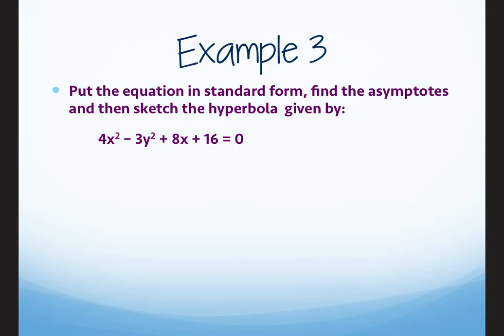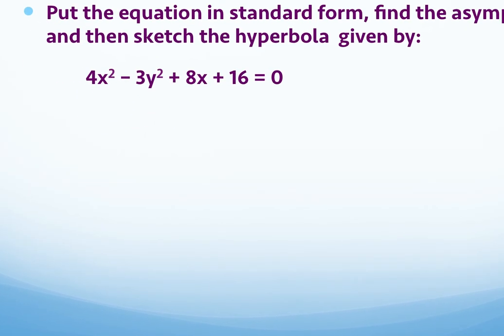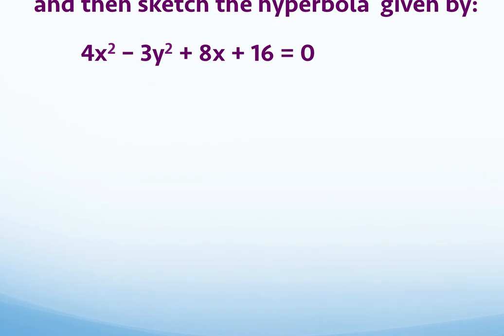All right, we'll do this one and then we'll stop for the day. Put the equation into standard form, find the asymptotes, and then sketch the hyperbola given by 4x squared minus 3y squared plus 8x plus 16 equals 0. So what are you going to have to do? Complete the square. We're so good at it now, right? We're going to complete it.